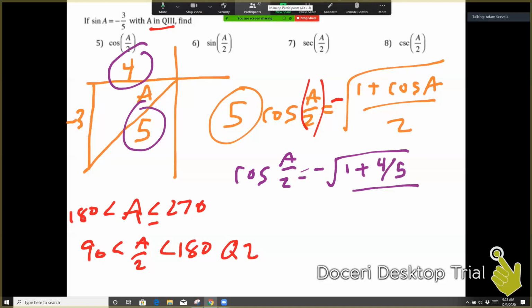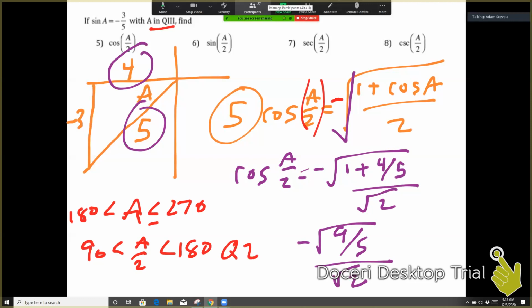All right, all over 2. Now I kind of wrote my radical weird, so I'm just going to rewrite it like that because I didn't write it long enough here. All right. So now we could just simplify this a little bit. So we get 1 plus 4 over 5 is going to be 9 over 5. So negative radical 9 over 5 over radical 2.